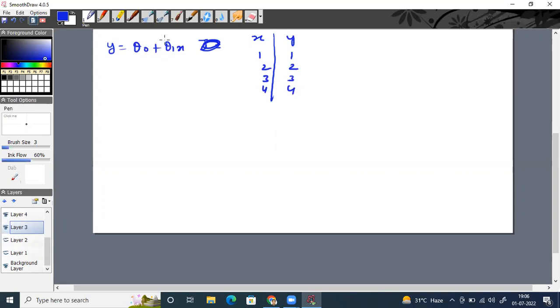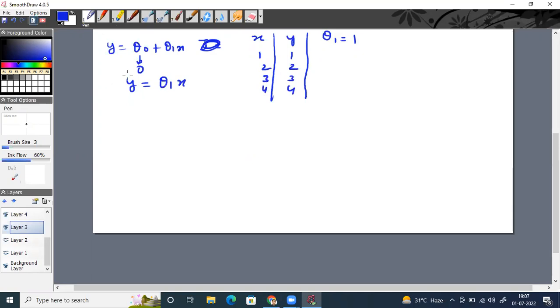Okay, so let's pick one value. Let's say theta naught is equal to 0. So I'm picking y is equal to theta 1x. I assume theta naught is equal to 0. So let me pick 3 values of theta 1. Suppose I start with theta 1 is equal to 1. I pick my value, theta 1 is equal to 1.